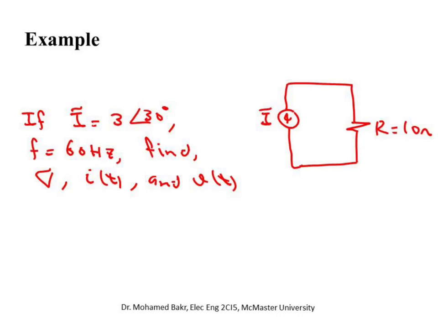Let's take a look at one example. We have a current source injecting current into a resistor of value 10 ohm. This is the value of the current source. It's a cosine waveform whose amplitude is 3 and whose phase or angle is 30 degrees. The frequency is 60 hertz. We are going to need that to determine the exact waveform. We would like to find the phasor of the voltage, the phasor of the current, and the current and voltage waveforms.